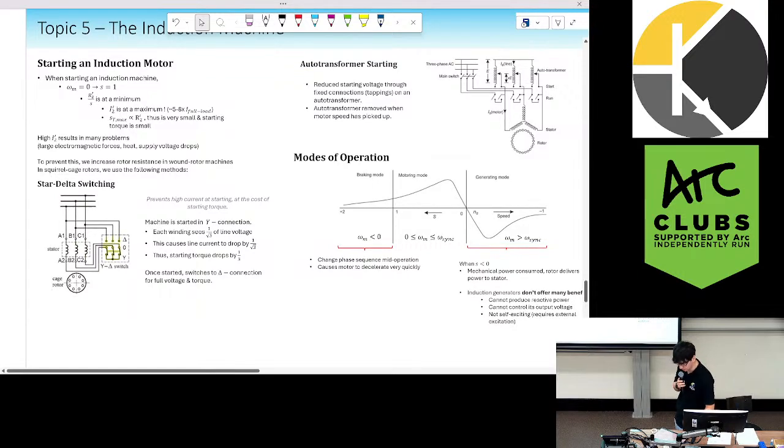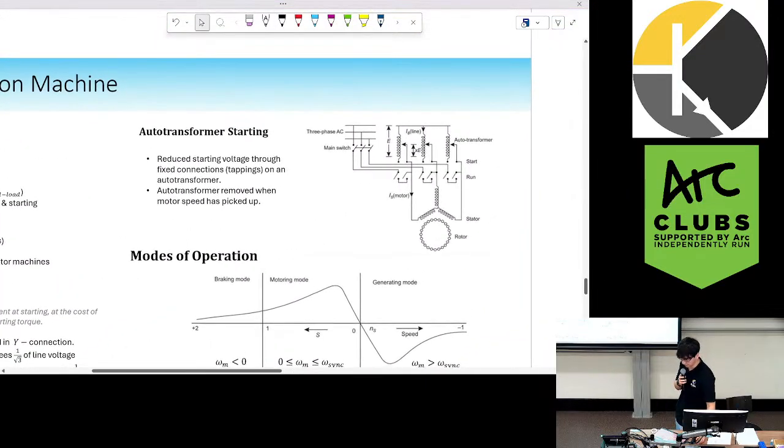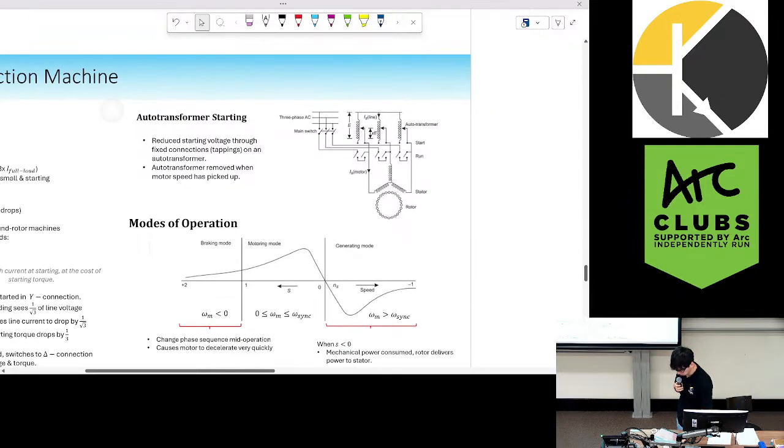One way is changing the setup of the loads. So rather than being in a delta connection, we start in a Y connection, and that will reduce the total current. And then once we're in operation, we will switch to delta. In the auto transformer, what we're doing is we're essentially fixing the voltage to something lower while we're starting up so that we have less current going through.